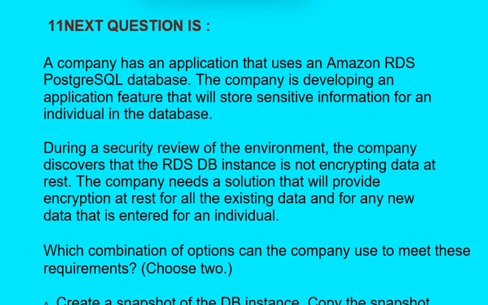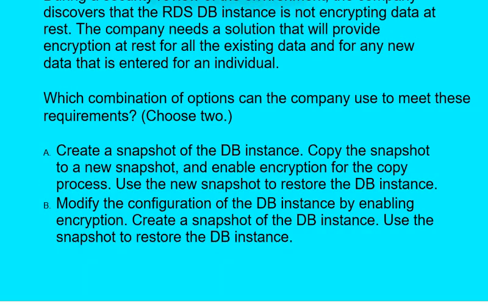Which combination of options can the company use to meet these requirements? Choose two options. Option A, create a snapshot of the DB instance. Copy the snapshot to a new snapshot and enable encryption for the copy process. Use the new snapshot to restore the DB instance.